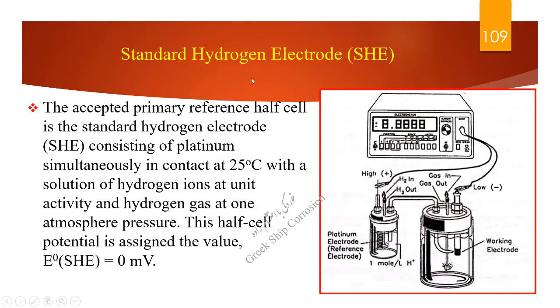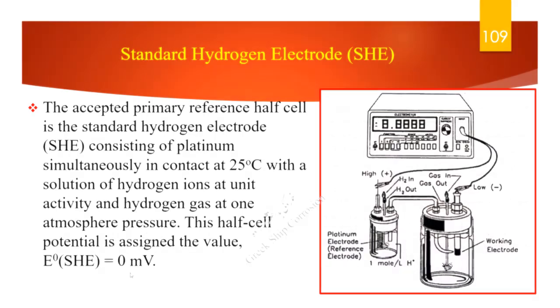Standard hydrogen electrode. The accepted primary reference half-cell is the standard hydrogen electrode or SHE, consisting of platinum simultaneously in contact at 25 degrees Celsius with a solution of hydrogen ions at unit activity and hydrogen gas at 1 atmosphere pressure. This half-cell potential is assigned the value 0.